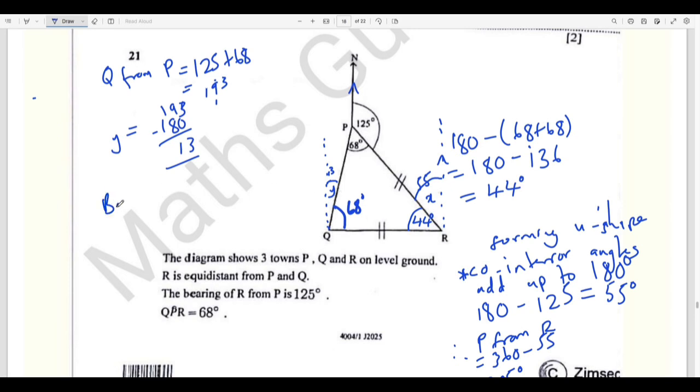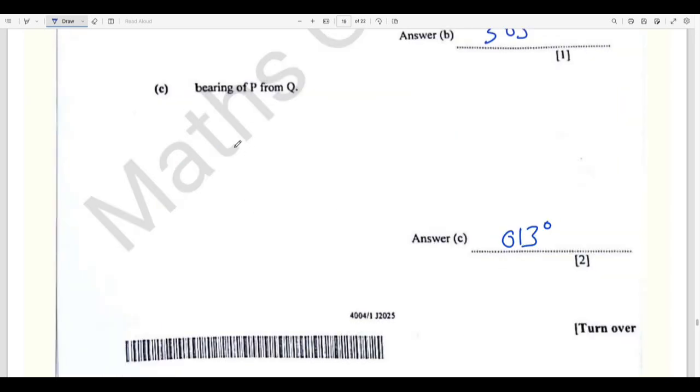Again, remember that a bearing is always given as a three-figure reference, so we need to put a 0 before the 1, so it becomes 013 degrees. So the bearing there would be equal to 013 degrees. Then you just need to write your answer in the given space.